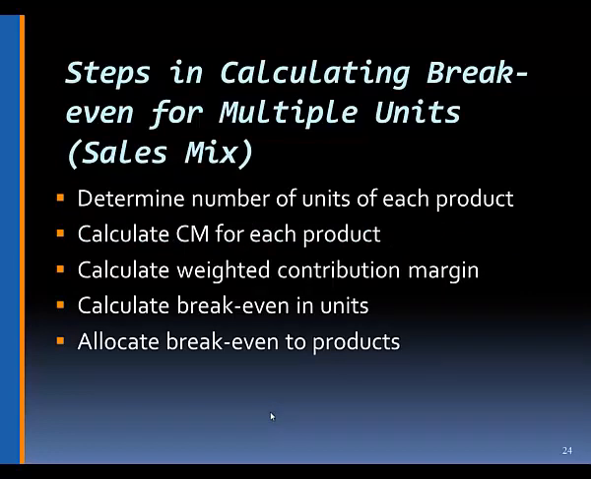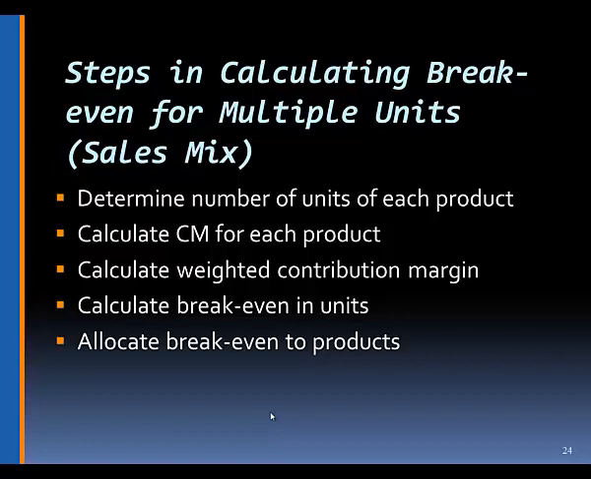Now, up until now, we've been talking about break-evens where we have a single product. For example, air miles, freight miles, things of that nature. But quite often we have businesses that have multiple types of products or services. And we also want to calculate the break-even across the board. We call this a sales mix problem. And there are certain steps we go through to solve this type of problem.